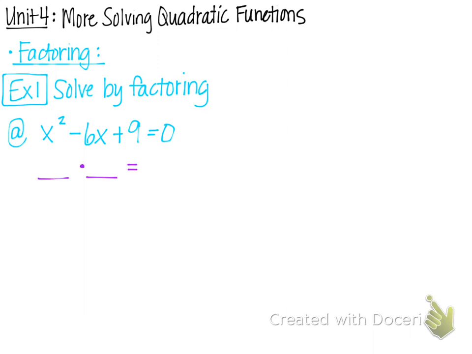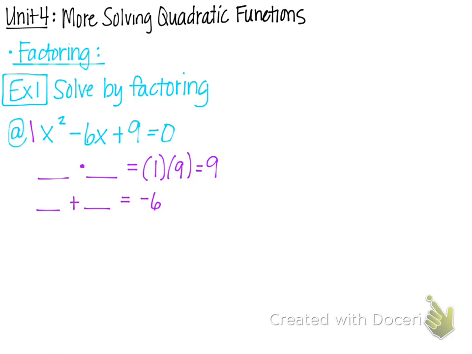And remember, a was what is in front of x squared, so we got 1 here. So we got 1 times 9. Then we have blank plus blank is equal to b. And b is in front of our plain x, so we have negative 6. Okay, so then here comes the hard part.